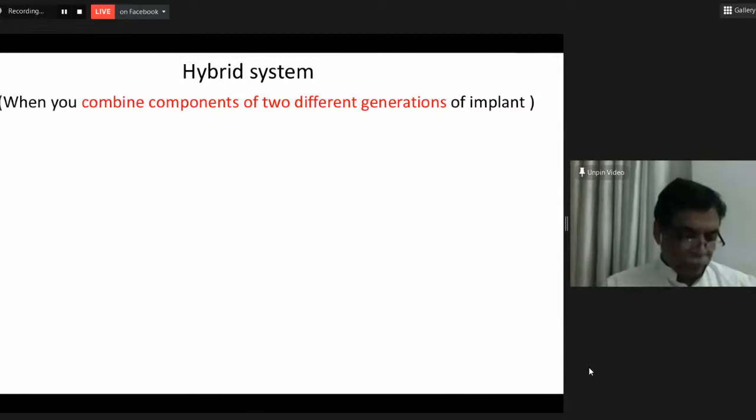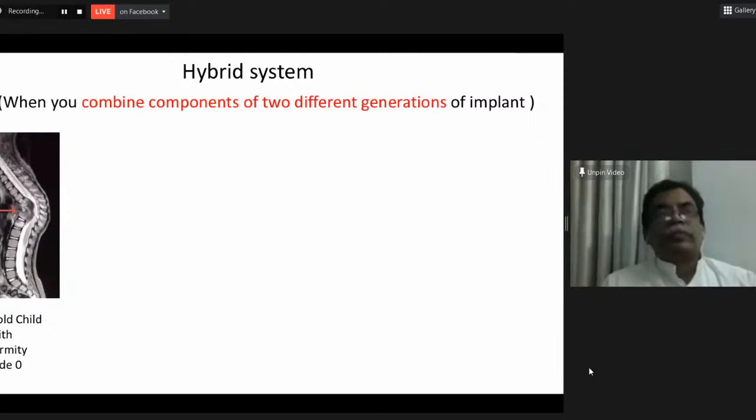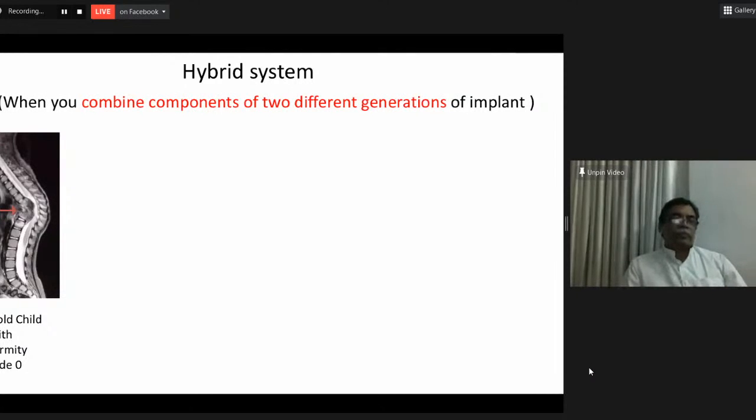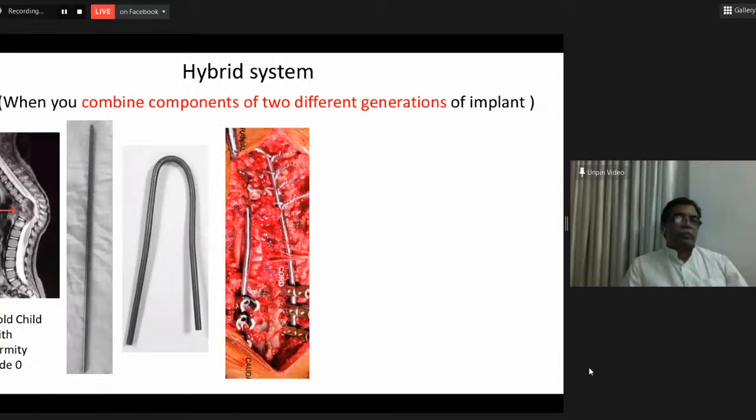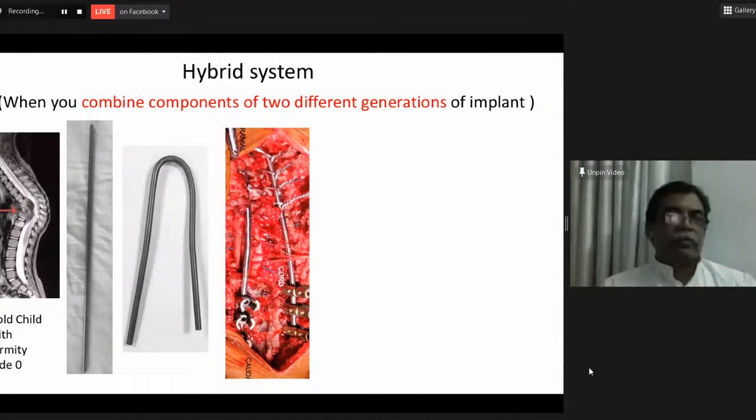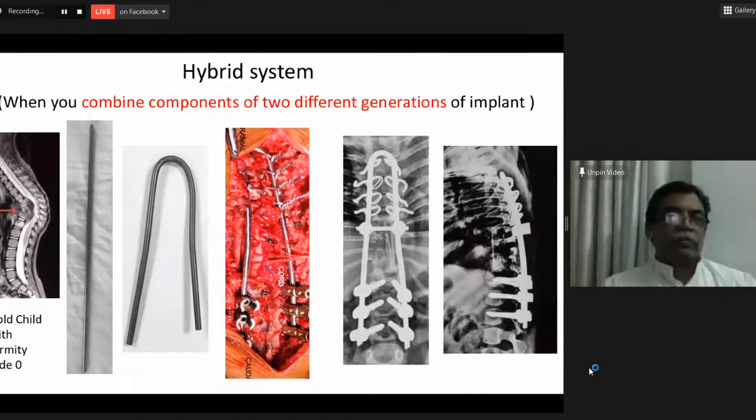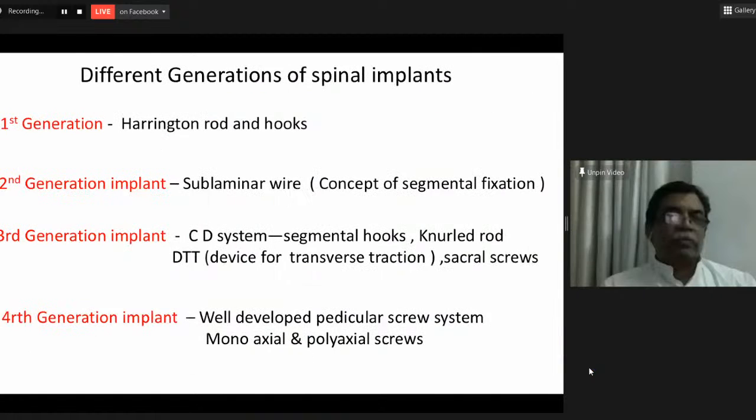Now, what is a hybrid system? When you combine components of two different generations of implant, then you say this is a hybrid system. I will just give you a practical example. Now, this boy is 4 years old and he has come with a neurological deficit, and you wonder which implant I'm going to use in such a young child. And there, if you have an idea about these hybrid components, then you can treat this. So this is the simple titanium rod, which was curved in the form of a U. Lower down, the fixation of the pedicles was done and pedicular screws were used. Proximally, sublaminar wires were used. So that's how it could be done. So there is importance of hybrid system.